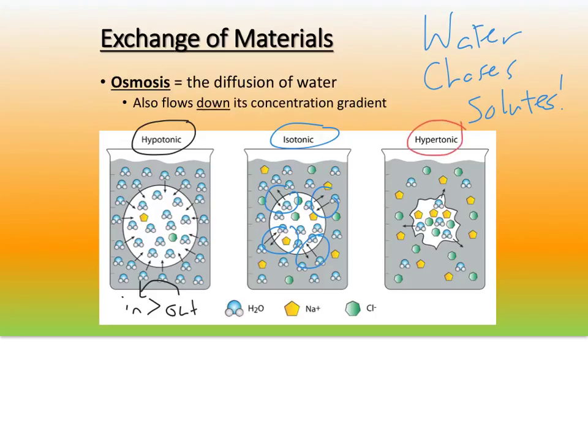Hypertonic solutions have more solute outside the cell than inside. So water is going to rush out of the cell, right? Water rushes out, cell shrivels up and is also non-functional. So you've got three different tonicities to look at, but just remember that water is going to move to where there is more solute, or more stuff for it to dissolve.